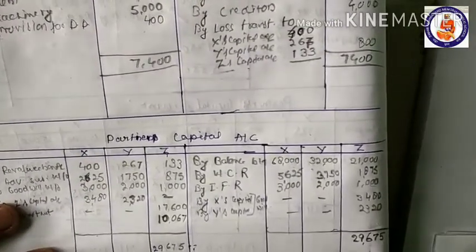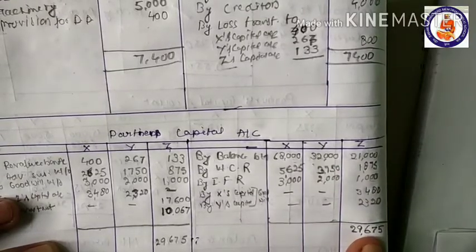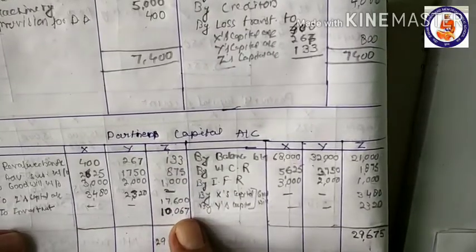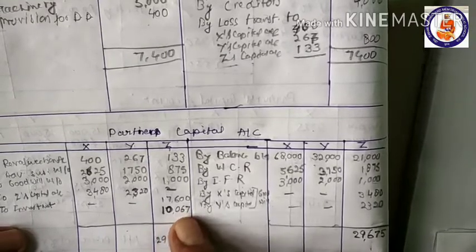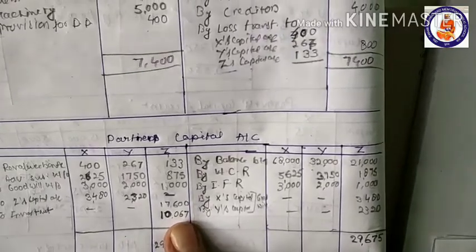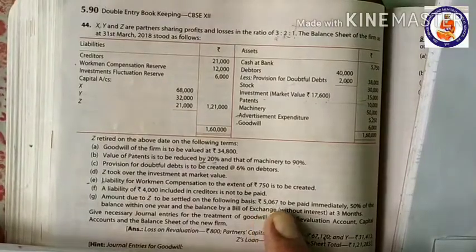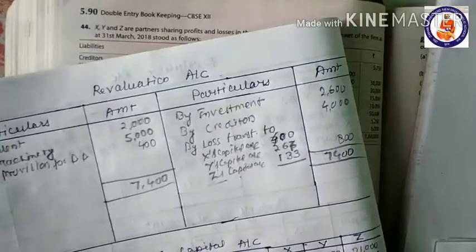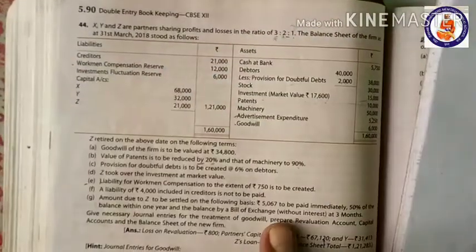This is the balance. If we add this up, it comes to 29,675. If we deduct this, the balance of Z's capital account is 10,067, which means this amount we have to pay to him. Out of this, 5,067 is to be paid immediately, and 5,000 remains. Now the remaining 5,000 will be paid.